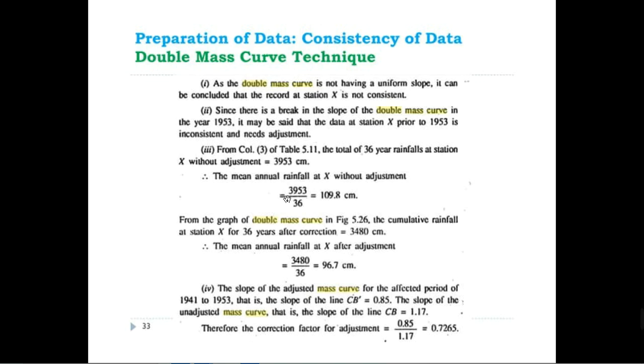is 39.3 centimeter. The mean annual rainfall at X without adjustment is 39.53 divided by 36. The double mass curve, figure 5.26, cumulative rainfall at station X for 30 years after correction is equal to 34, this one. The slope of the adjusted mass curve for the affected period, from this one to this one, that is the slope of the line CB dash, is 0.85. The slope of the unadjusted mass curve, that is the slope of the line CB, is equal to 1.17.